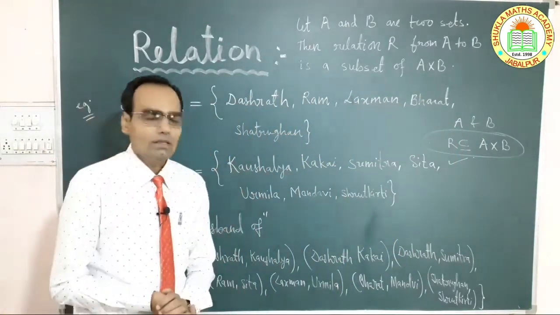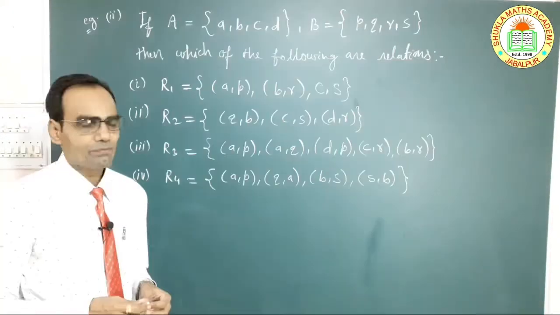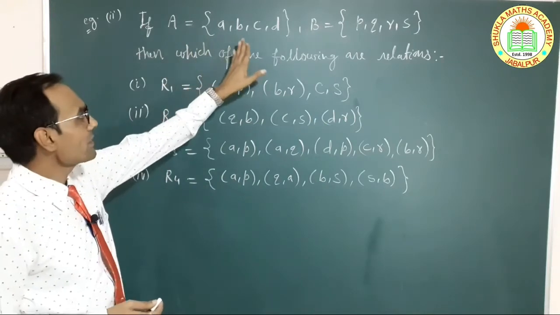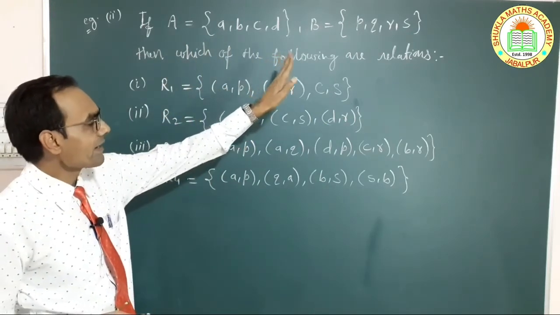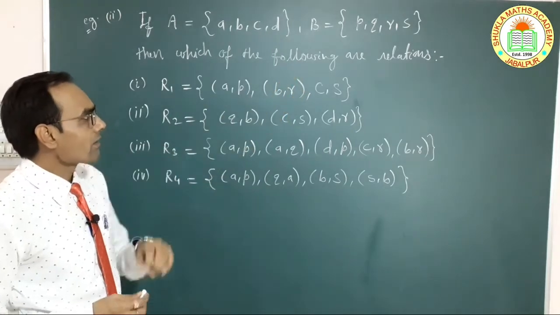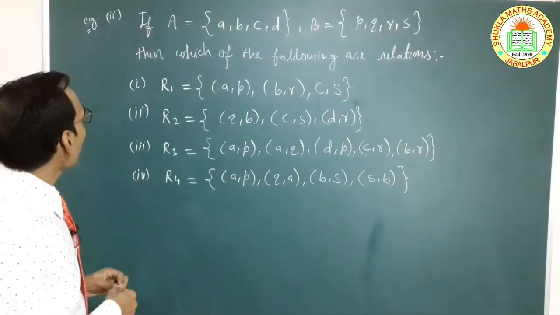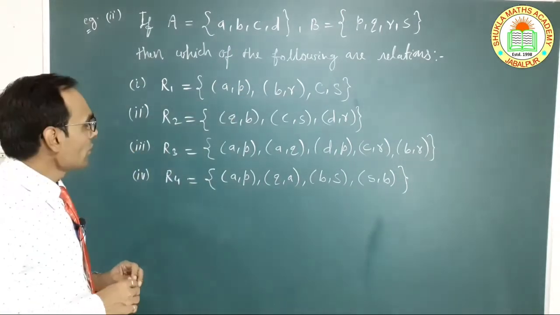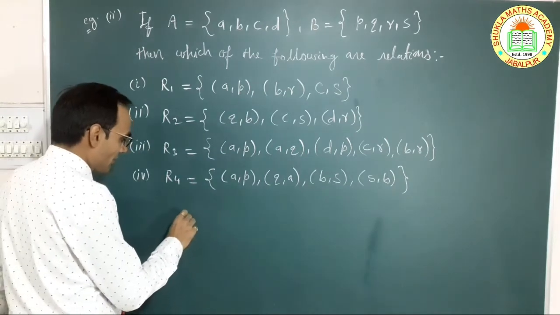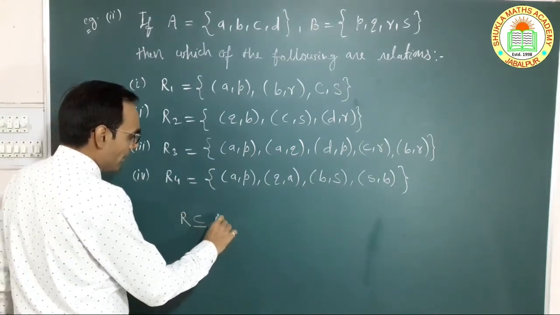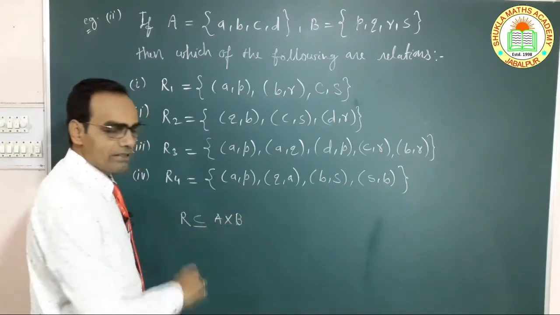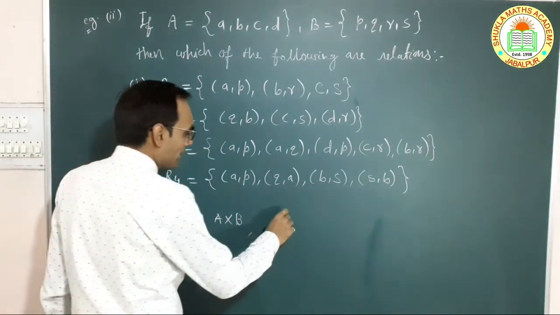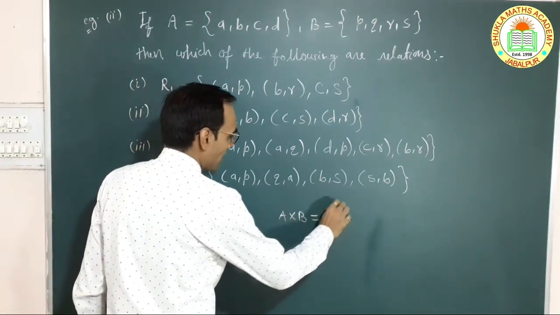In this example, the concept of a relation will become clear. We are given two non-empty sets A and B. The members of A are a, b, c and d, and the second set B has elements p, q, r and s. Then we have to identify which of the following are relations. We know that any relation is a subset of A cross B, and A cross B is the Cartesian product of two sets. So first we will find the set A cross B.